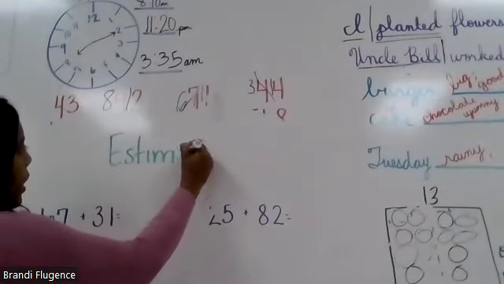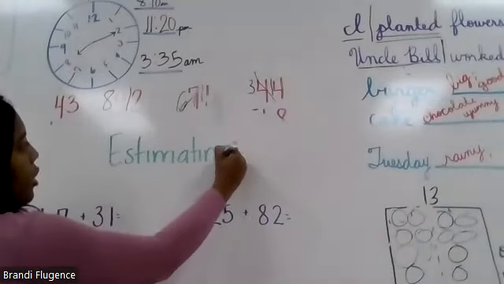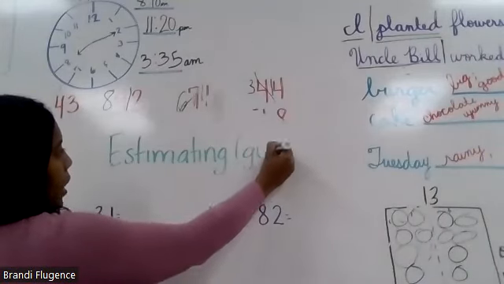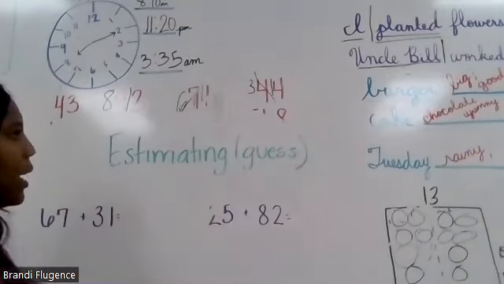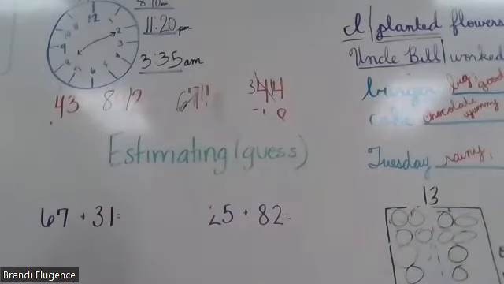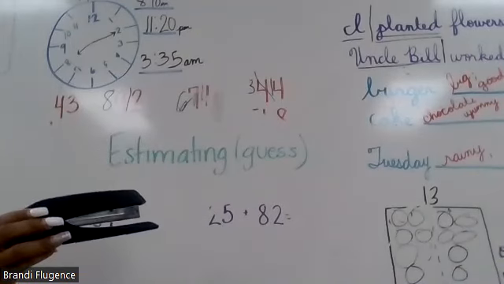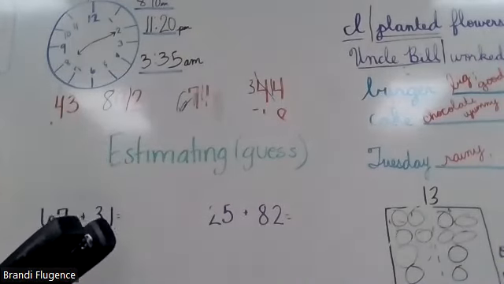Okay, so this is what the word estimating looks like. Estimating is just a big word for guess. When you estimate something, you won't be exact. You want to make sure whatever you're guessing makes sense. You don't want to say, guess how much this costs in the store, and say $300. That's ridiculous, right?